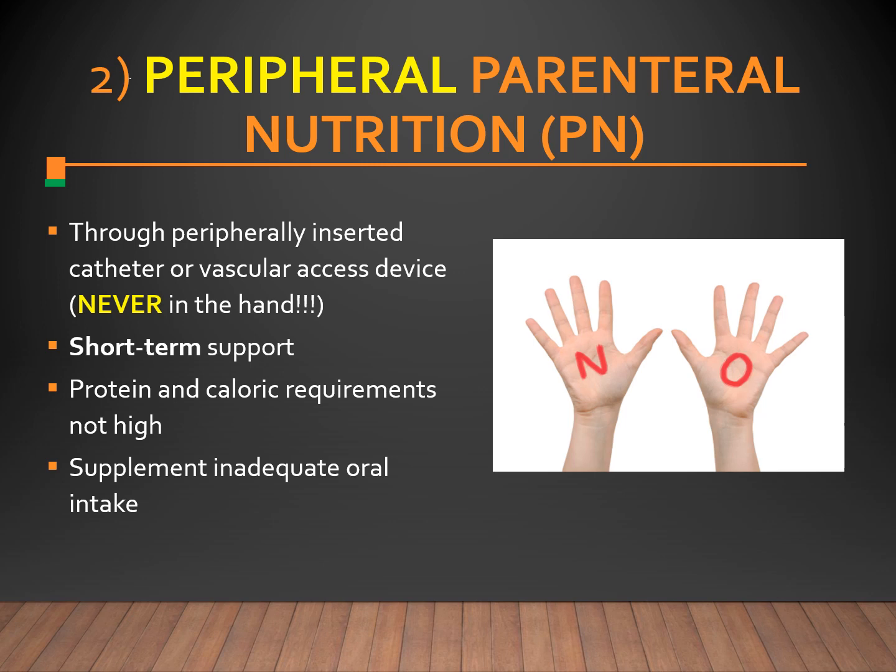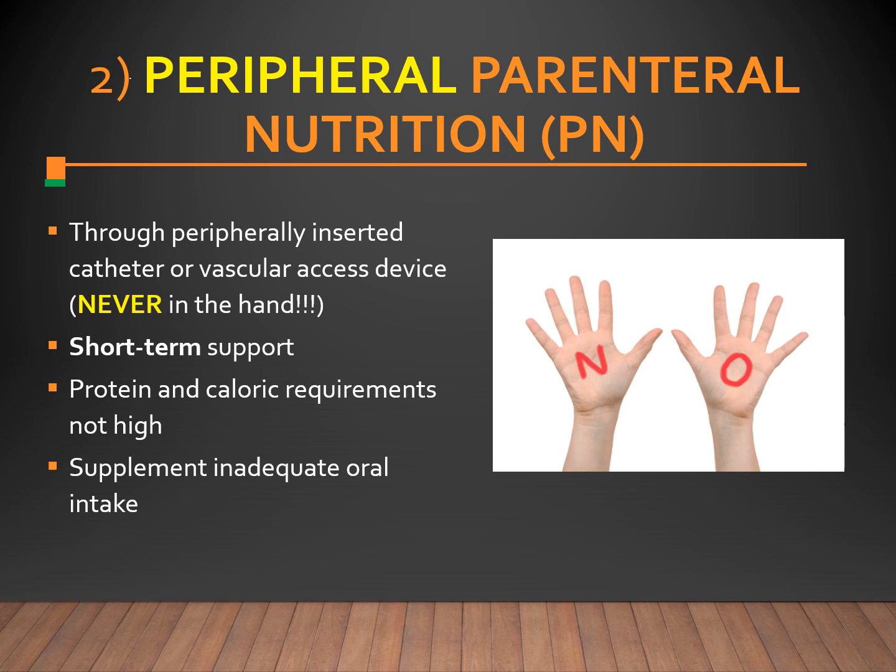Peripheral parenteral nutrition is through a peripherally inserted catheter or vascular access sites. Never in the hand. You do not want to put any kind of nutrition in through the hand. This is short-term support. Most places are moving towards only letting midlines, is what they're called. They're not quite PICCs, so they don't go through into the heart, but they're midlines, so they go a little bit further. But they're not quite as long as the PICCs.